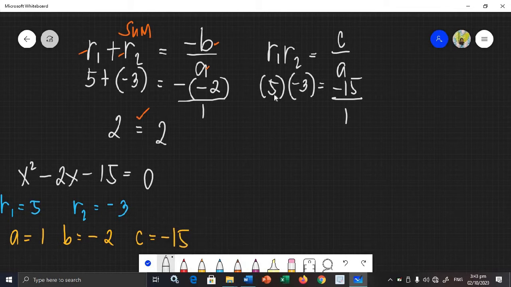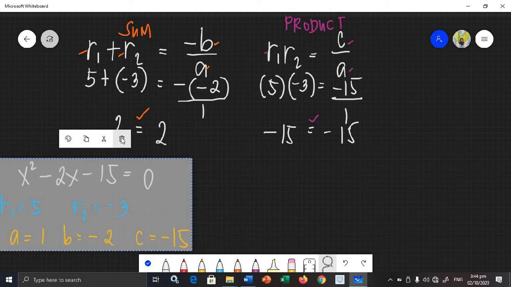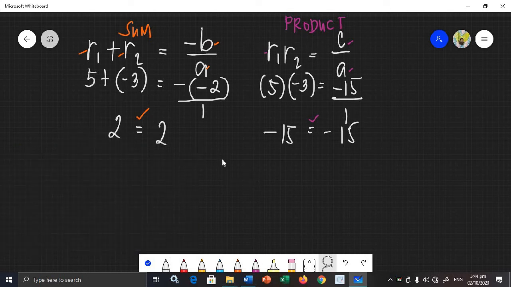How about sa product? So, 5 times negative 3, that is negative 15. Negative 15 over 1 is equal to negative 15. Ito din nag-equal. Therefore, in terms of product, may relationship din yung roots ng quadratic equations and yung coefficients niya. Therefore, ang saya kasi pwede na nating hindi kunin yung roots ng quadratic equation and i-add them para makuha yung sum of the roots. Or kunin yung quadratic roots and i-multiply din para makuha yung product of the roots.